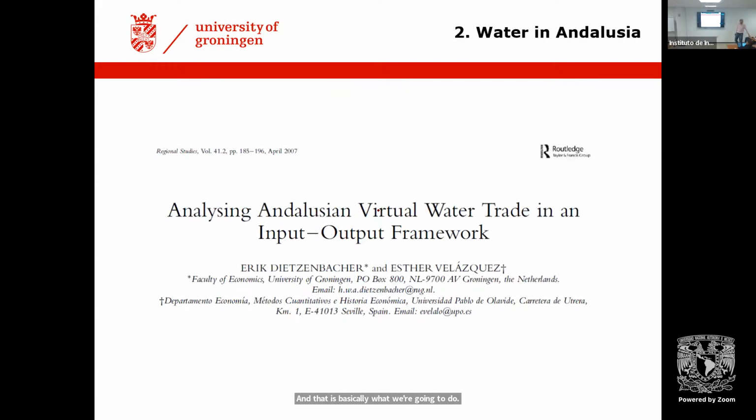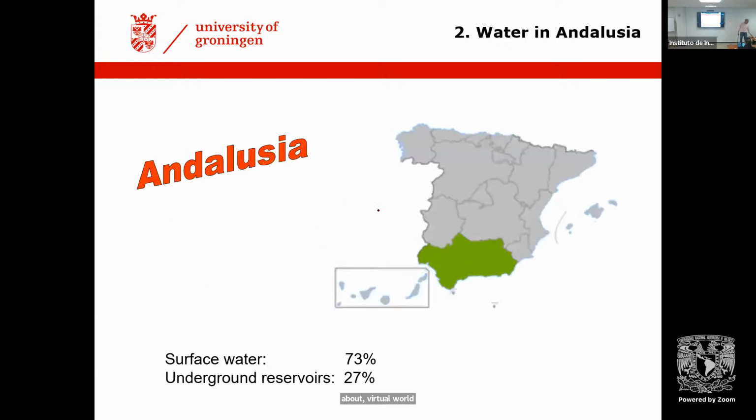And that is basically what we're going to do. So the first application, I'm only going to show you applications that I did myself or where I was involved. This one was published in 2007, and we're talking about virtual water trade by Andalusia. This is where Andalusia is. So this is Spain, and Andalusia is the most southern region. Sevilla is approximately here. And the problem with this region is it's very dry. It's a very arid region.